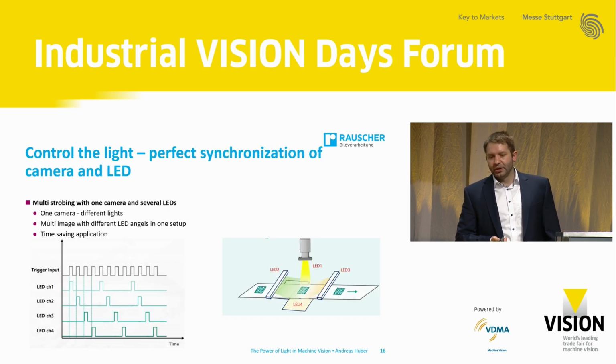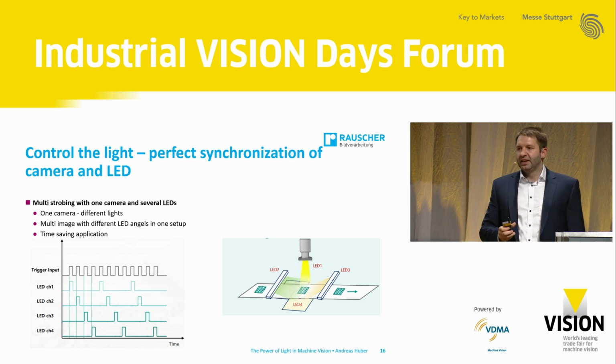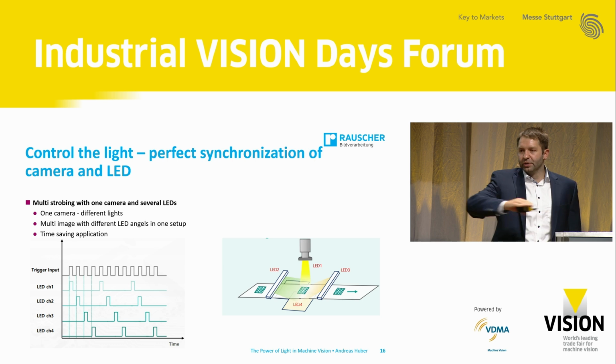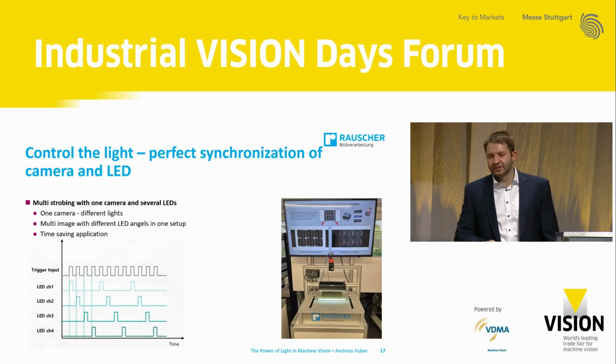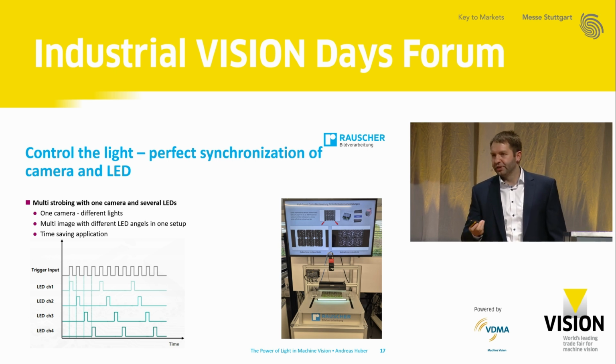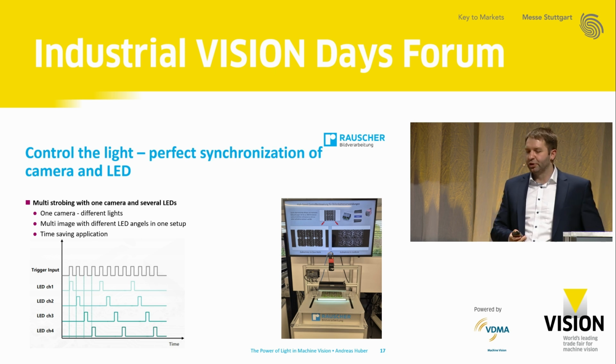Another very interesting topic is if you use a conveyor belt, a line scan camera, or also an area scan camera, you can trigger several LEDs, different types of lighting, so one top light, one backlight, two dark field illuminations from the side, and in one movement you can have 4 different types of pictures. We also have this application on our booth, so if you're interested, please have a look at our booth.